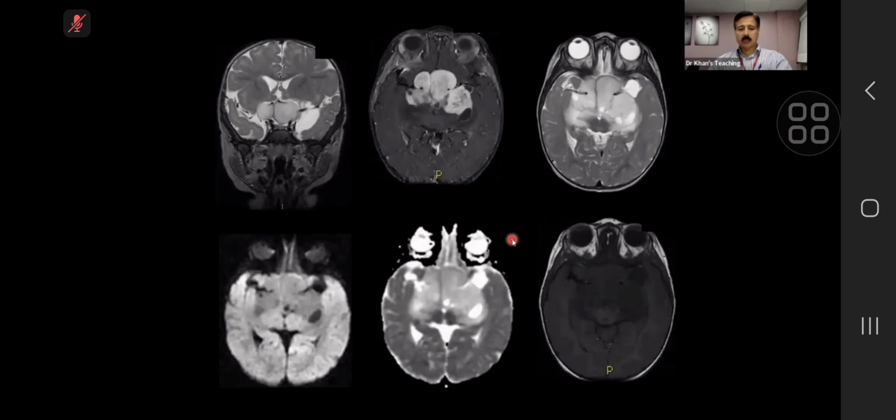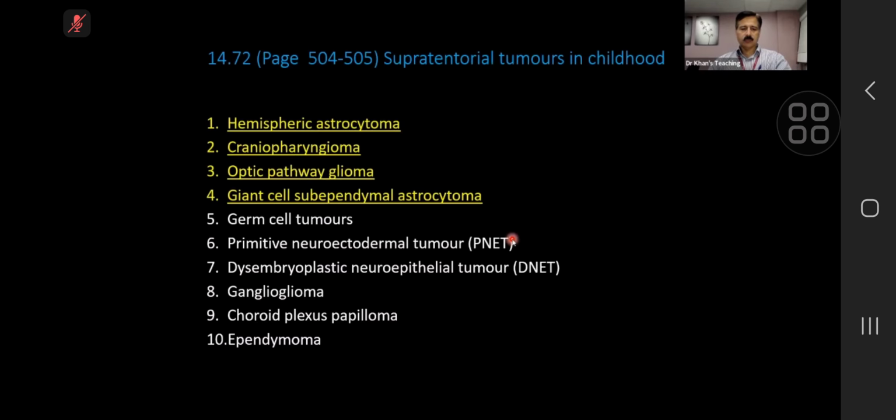So that's why I wanted to show it to you. So, supratentorial tumors in children, and optic nerve glioma is one of the list.